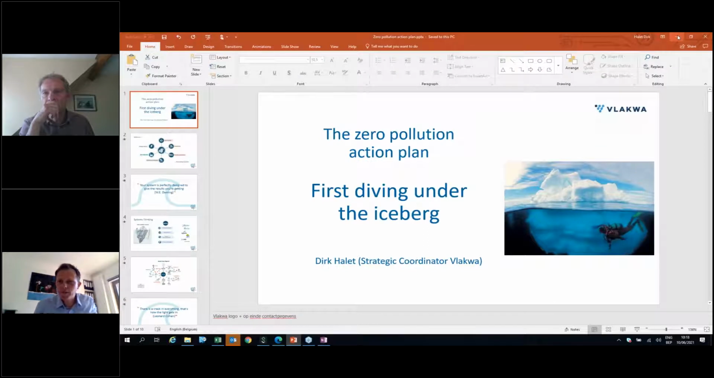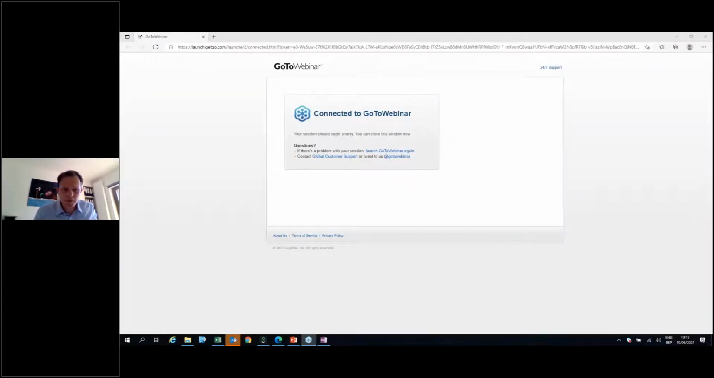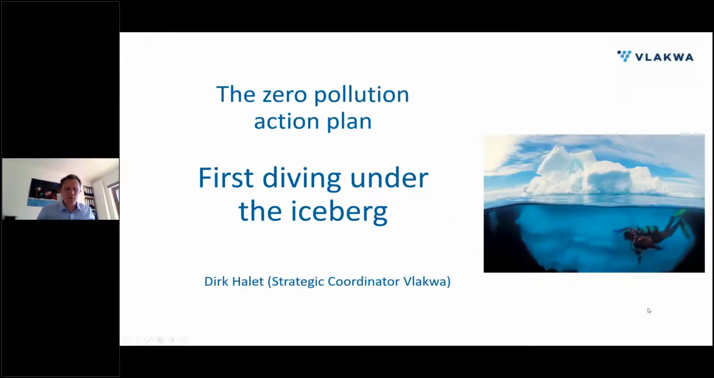Can you see my screen? Yes, we can see your screen. We can see the presentation right now. Yes, now we can see the presentation on full screen.